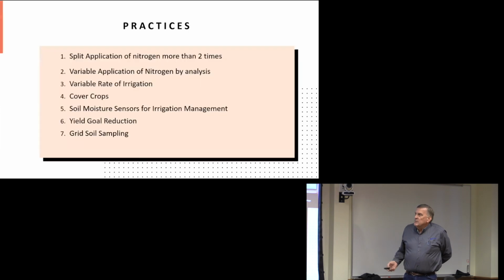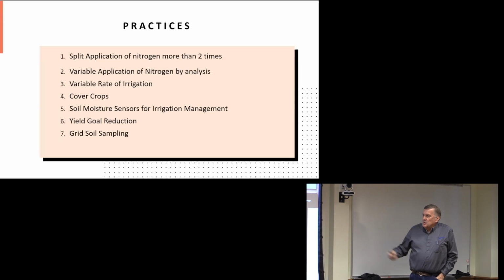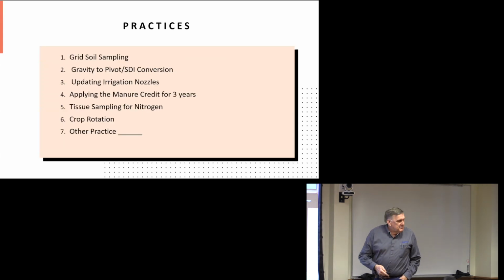More studies. But from the NRD standpoint, we have to do something sooner or later. We can't just keep studying this place forever. So that's why we moved forward with phase 4, right or wrong. We decided to move forward. So we get some practices. The practices we're recommending: split application, variable rate, cover crops, soil moisture sensors, yield goal reduction, grid soil sampling. I'm speeding up because my time's getting close.